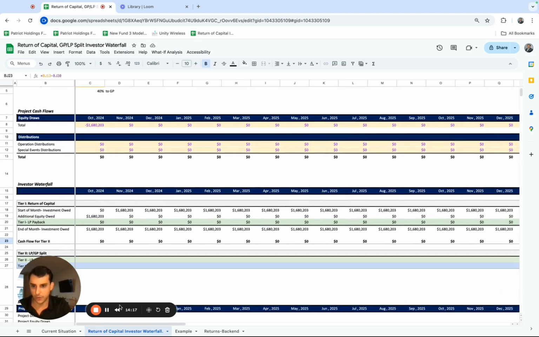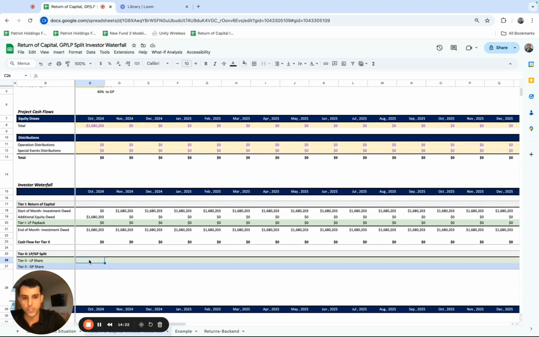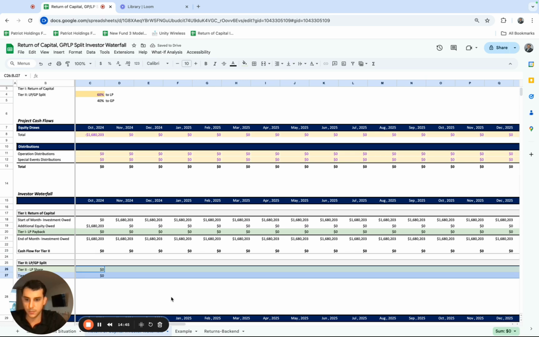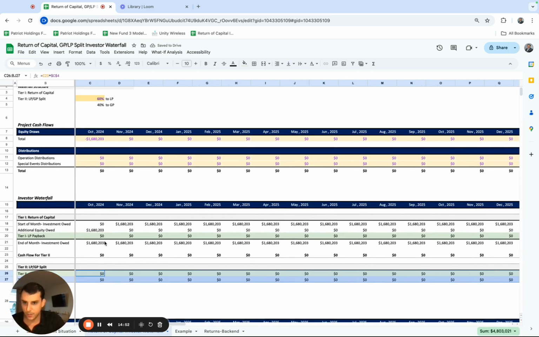And like I said, you guys are going to see how easy this is, because this is one of the simplest waterfalls. All we're going to do is LP share. We're going to go equals, here's the amount for tier 2 times the LP share. Don't forget your little dollar signs here. And then we're going to do the same for the GP share. And we're going to drag these out. Oops, let me drag that out. Fat fingered it. Boom.